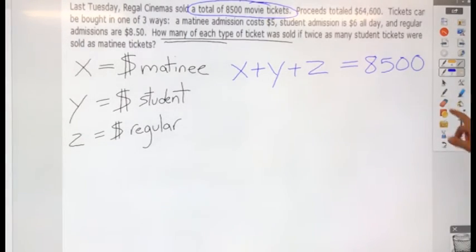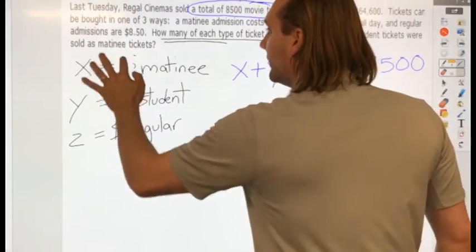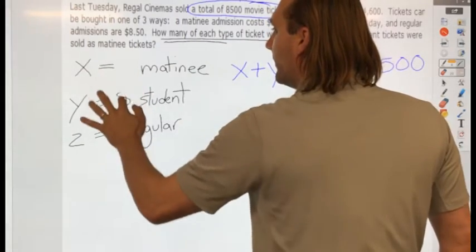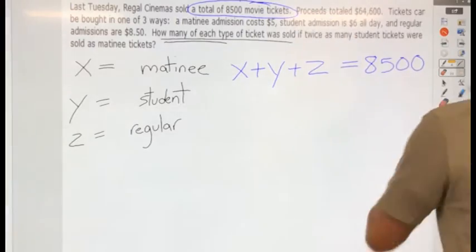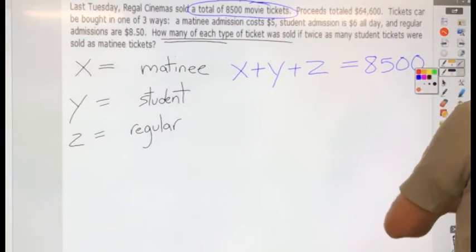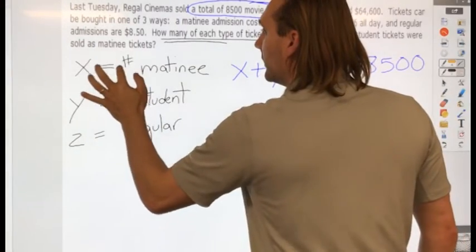Oh, you know what I did wrong? This is not the price, because we know the price. This is the amount. So let me change that to the number.